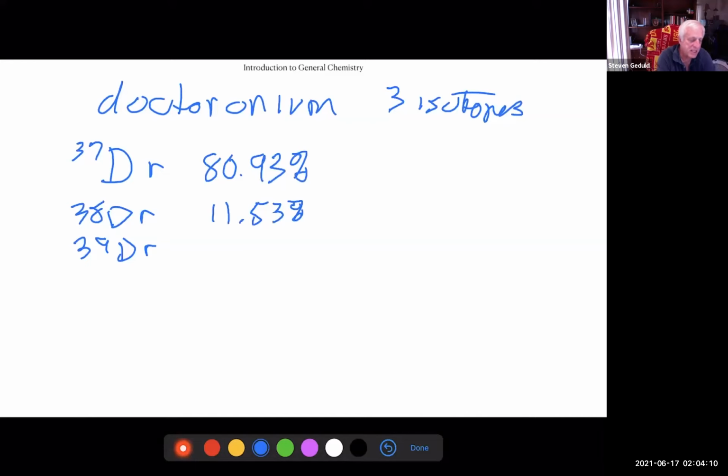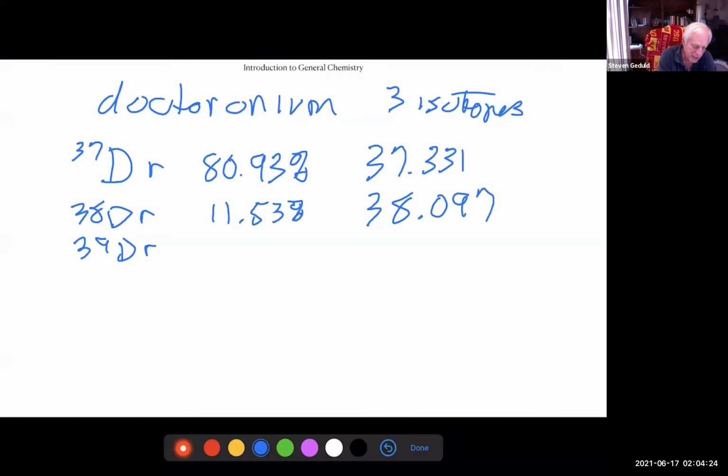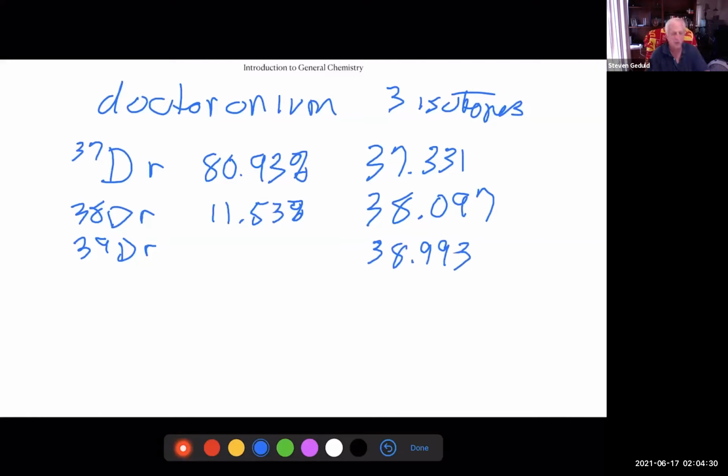And the mass of DR 37 is 37.331. The mass of DR 38 is 38.097. And the mass of DR 39 is 38.993. All right. Now calculate the average atomic mass from these numbers.